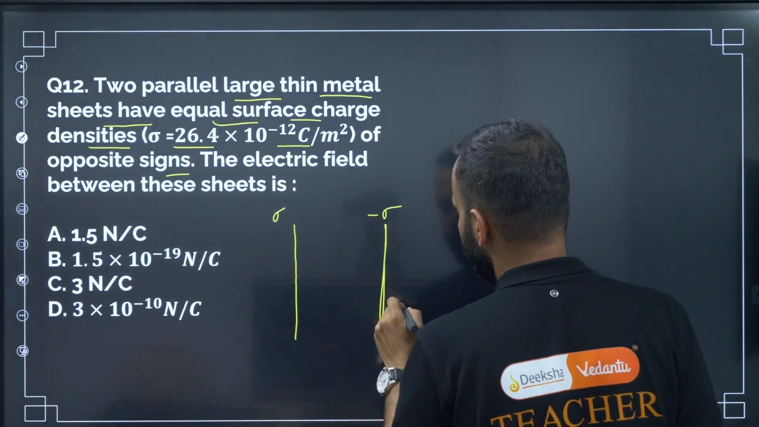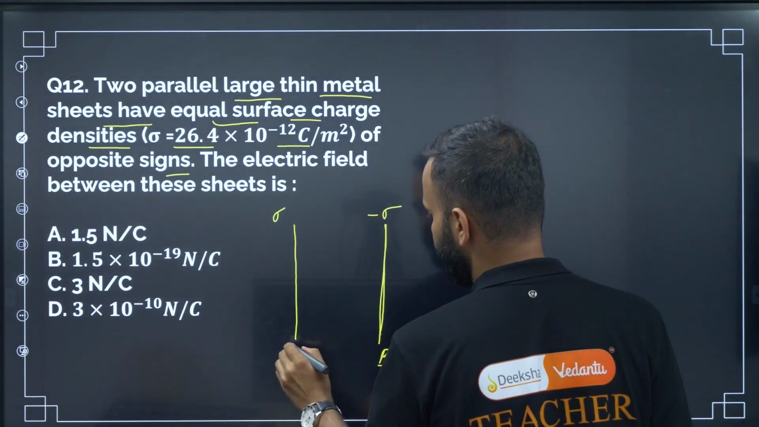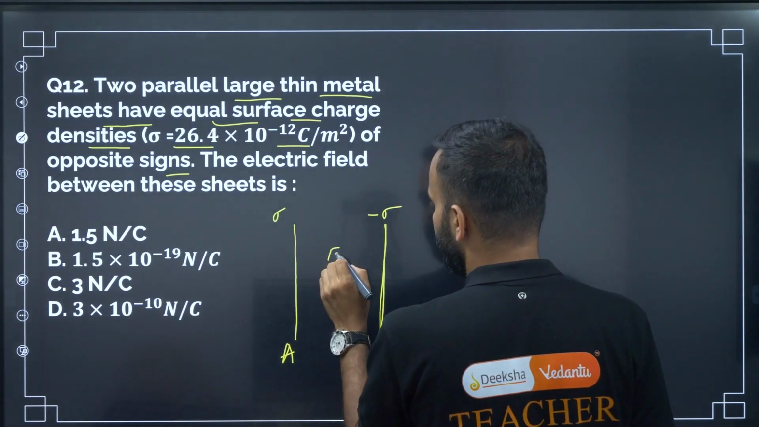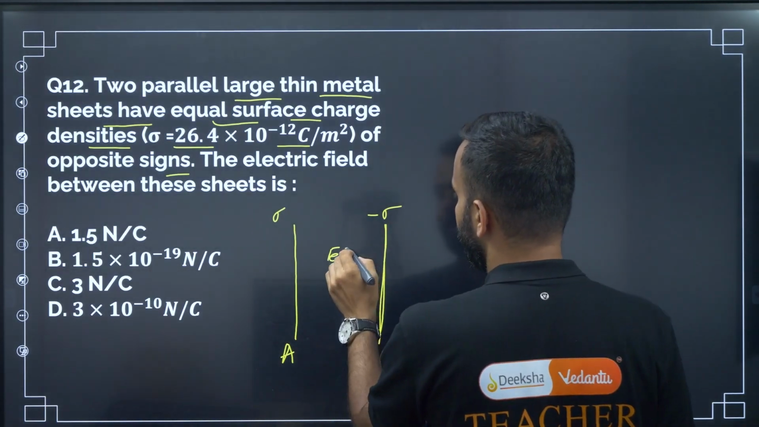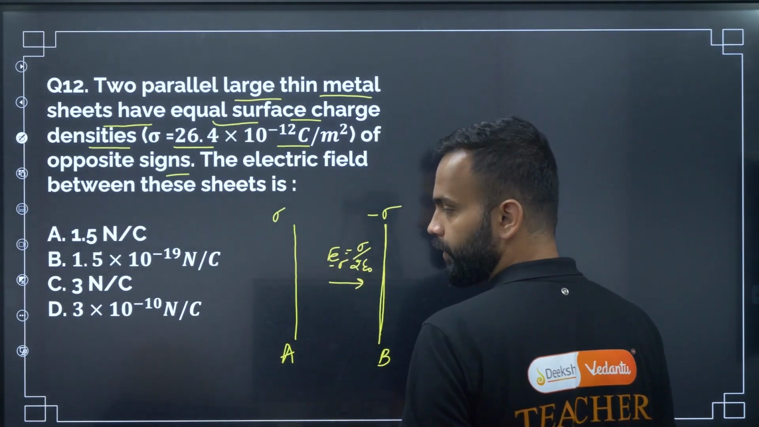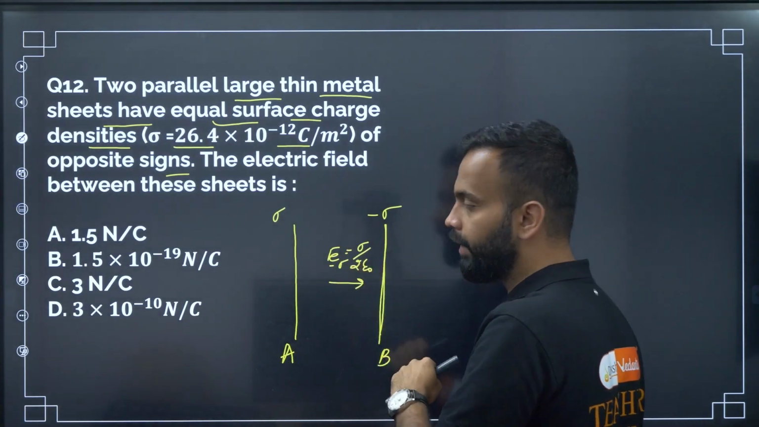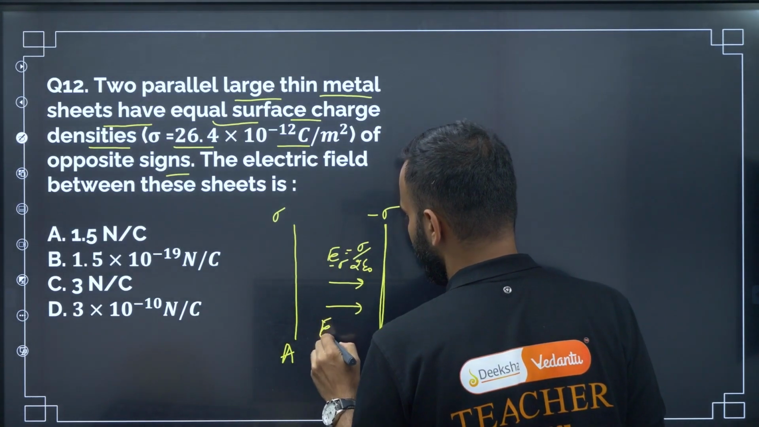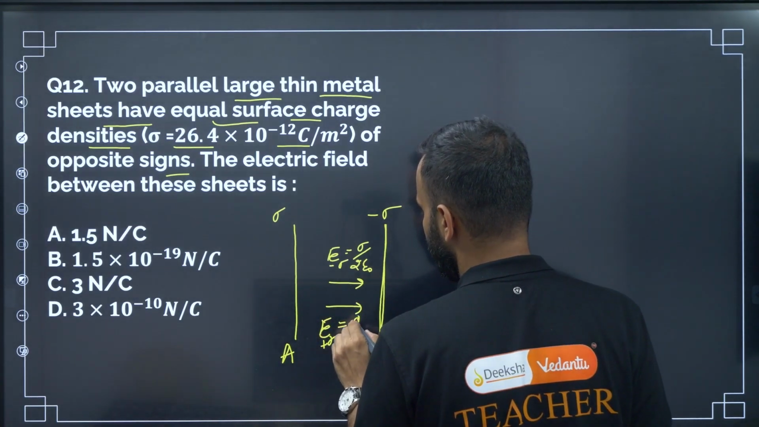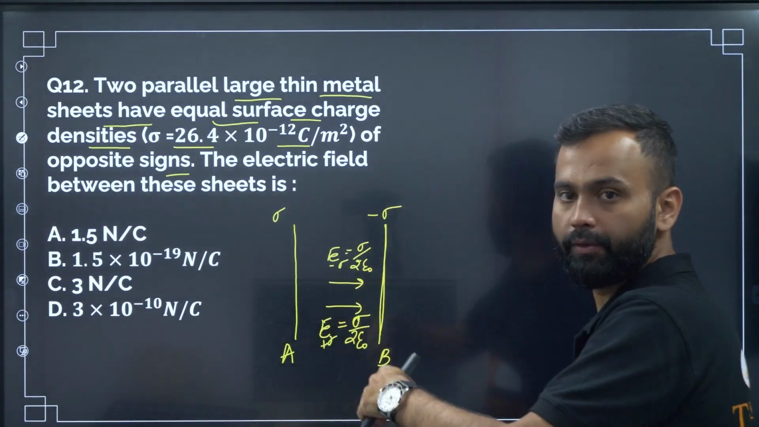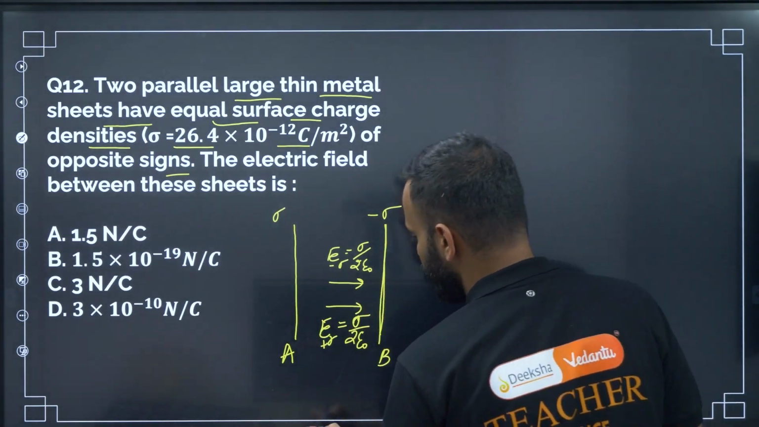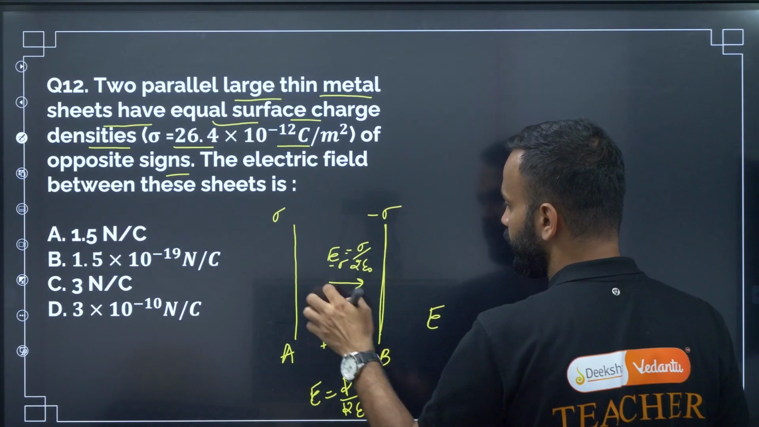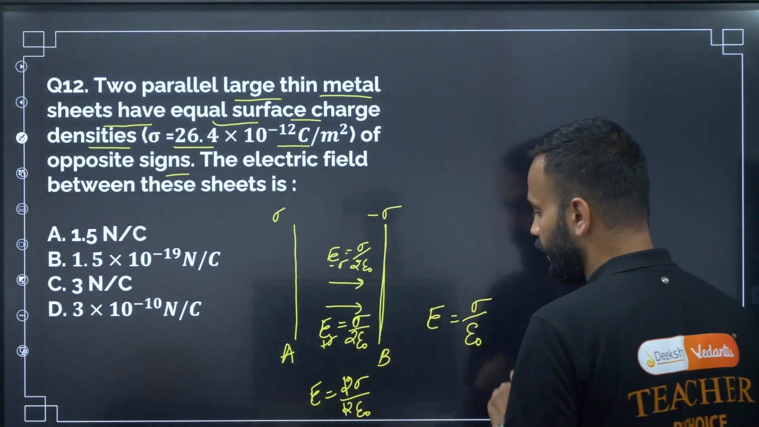So the electric field due to negative sigma, that is this sheet. This is sheet B and sheet A. The electric field due to sheet B is towards the right, isn't it? So the electric field due to the negative sheet is equal to sigma divided by 2 epsilon naught, right? It's in magnitude. And the electric field due to the positively charged plate, E plus, is sigma divided by 2 epsilon naught, right? These two electric fields are both in the same direction, so you have to add them. So the net electric field is 2 sigma divided by 2 epsilon naught. So the 2 will get cancelled. So the electric field between these two plates is sigma divided by epsilon naught, right?